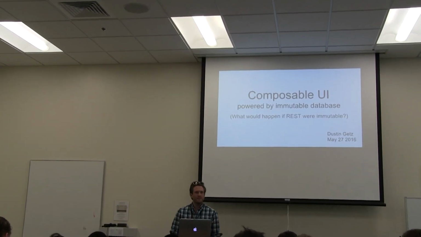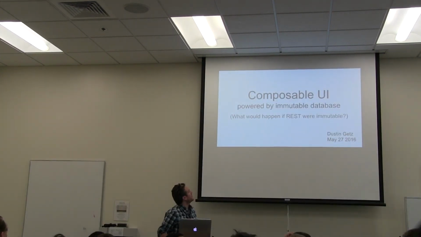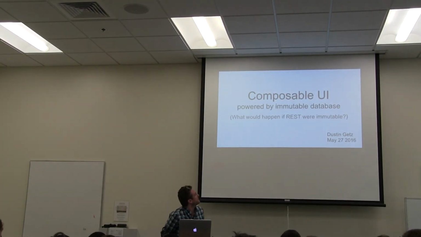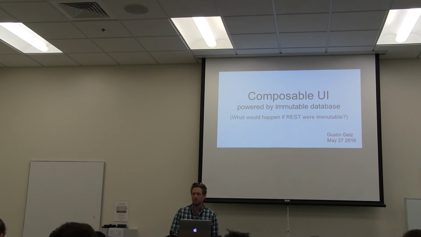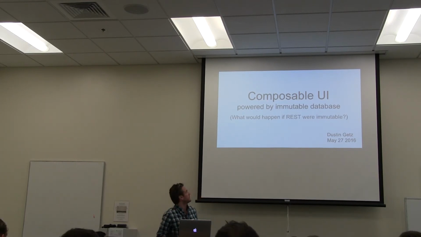Okay, I'm going to start. This talk is about building composable UIs. And when I say that, I mean including the data fetching portion of it, because today there's a lot of I/O in UIs. There are AJAX calls, network requests, WebSockets, and that type of thing. And I think immutability may provide a solution.